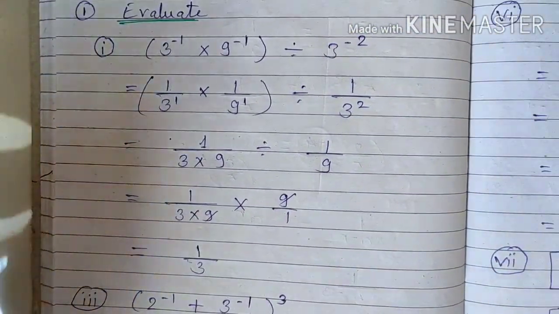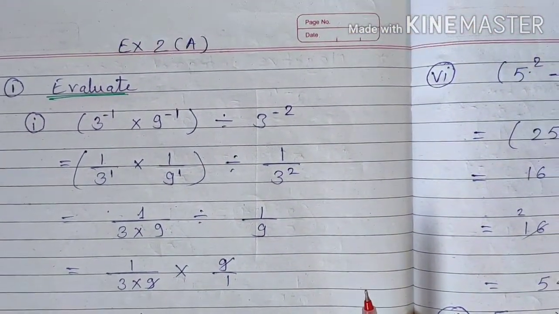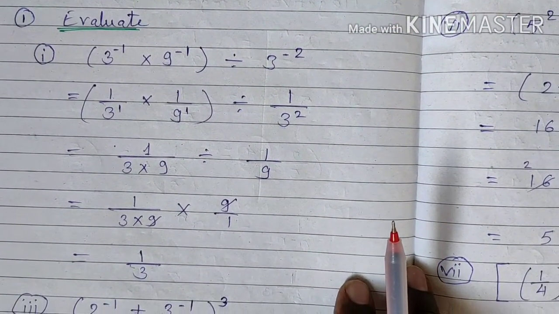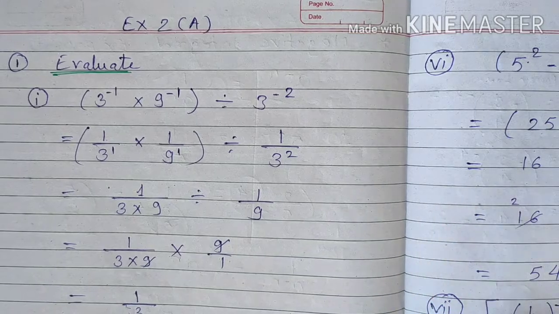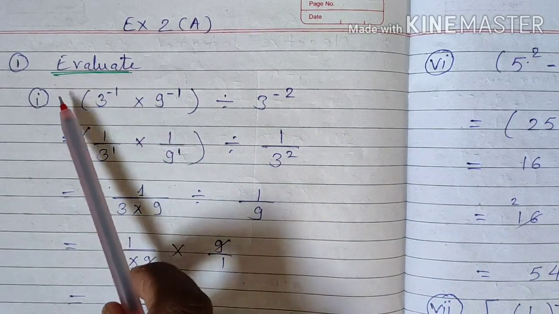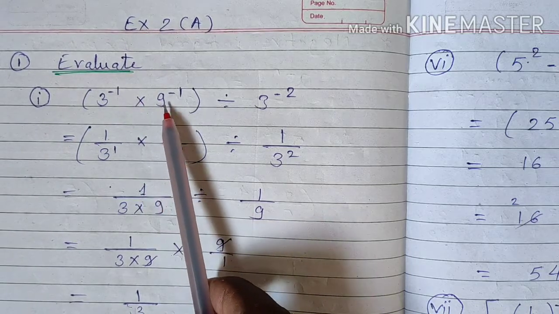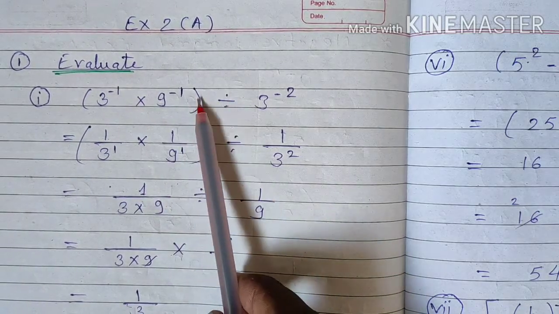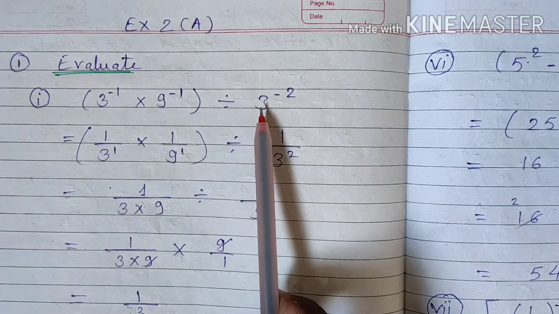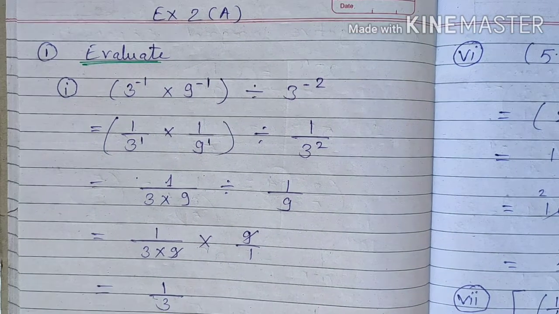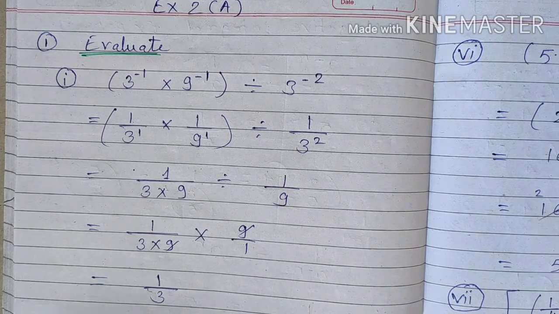Now, let us start with the exercise 2a. Question number 1. Evaluate. Exercise 2a. Question number 1 is evaluate: first, 3 raised to minus 1 multiplied by 9 raised to minus 1 in the bracket and divided by 3 raised to minus 2. So whenever we have to evaluate a given question, we always convert all the negative powers into positive.